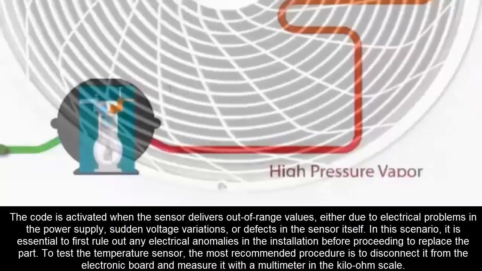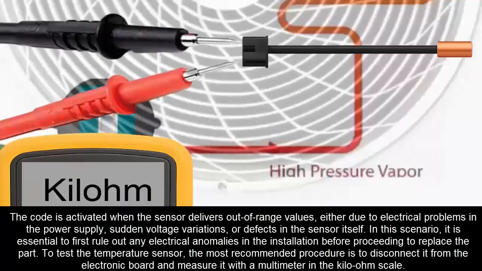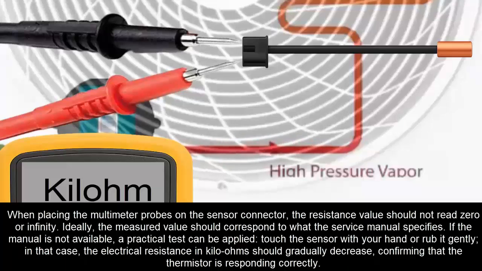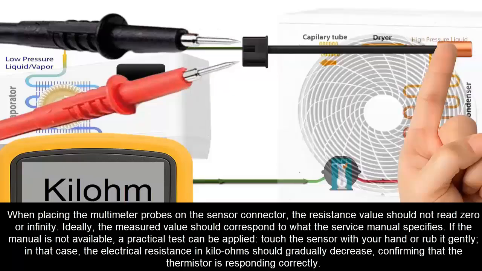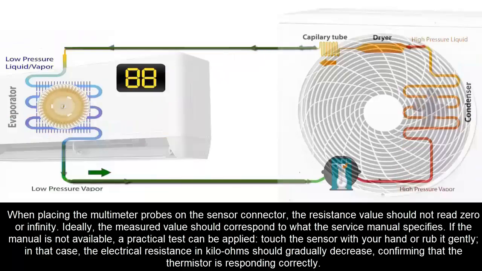the part. To test the temperature sensor, the most recommended procedure is to disconnect it from the electronic board and measure it with a multimeter in the kilo-ohm scale. When placing the multimeter probes on the sensor connector, the resistance value should not read 0 or infinity. Ideally, the measured value should correspond to what the service manual specifies. If the manual is not available, a practical test can be applied. Touch the sensor with your hand or rub it gently. In that case, the electrical resistance in kilo-ohms should gradually decrease, confirming that the thermistor is responding correctly.